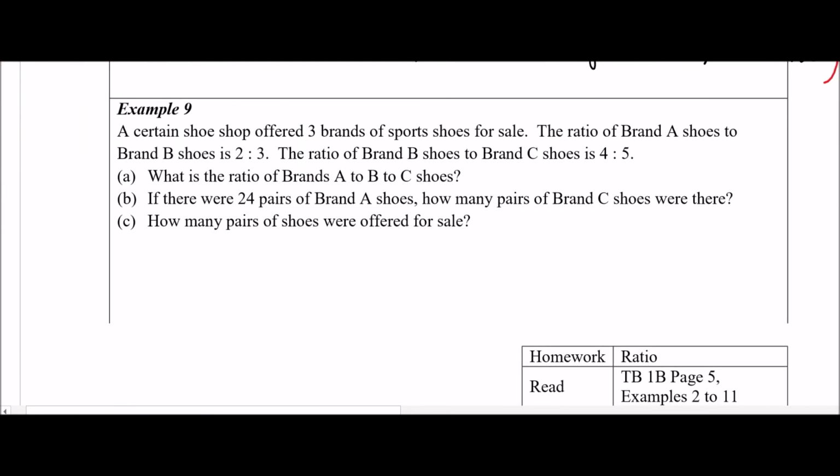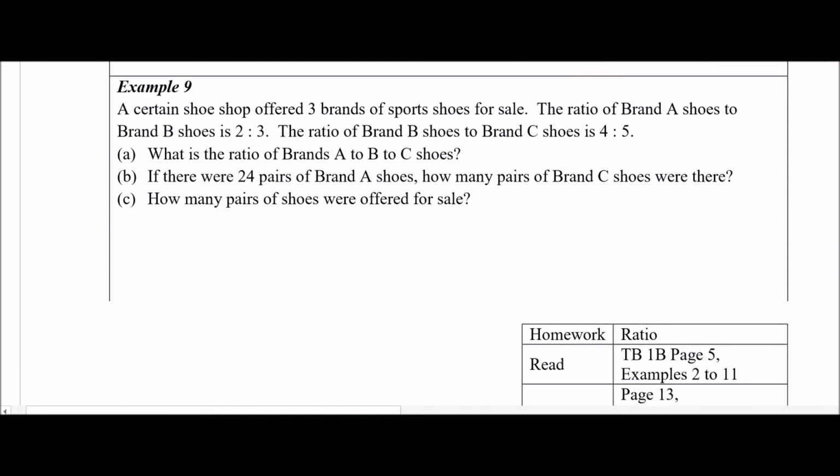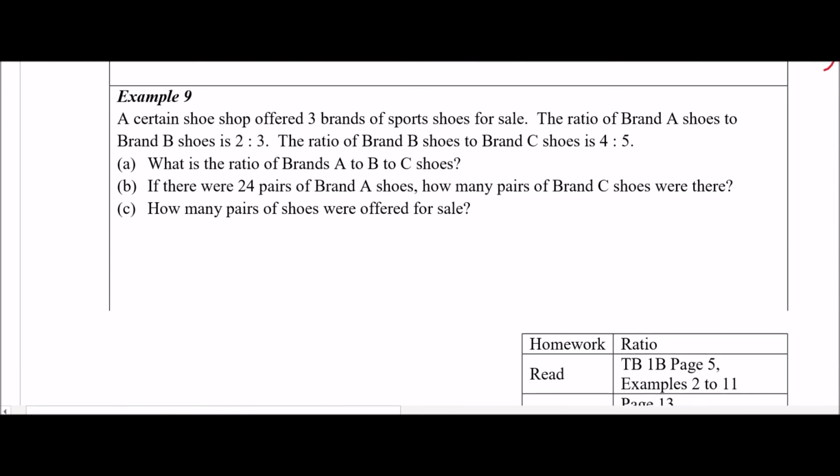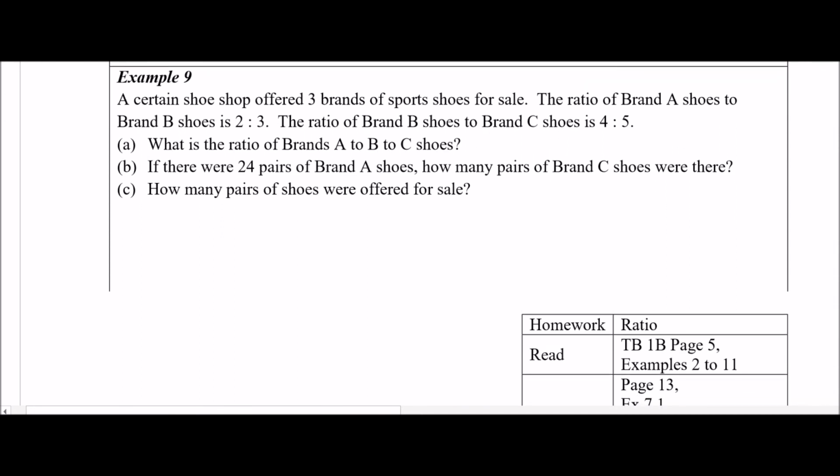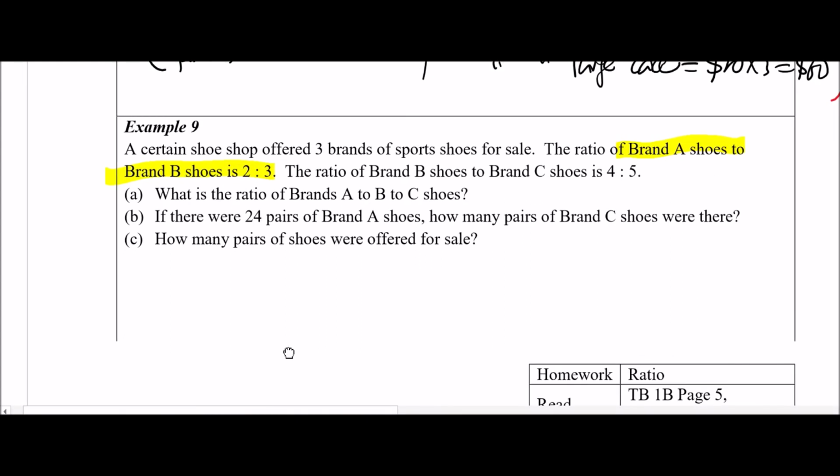Okay, last example for the day. A certain shoe shop offers 3 brands of shoes for sale. The ratio of A is to B is 2:3. So again, I'm going to highlight and write down the information immediately. So here I write A is to B is 2:3.